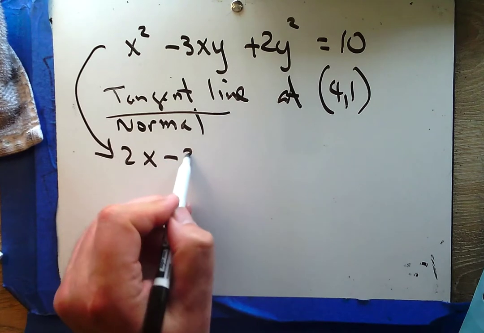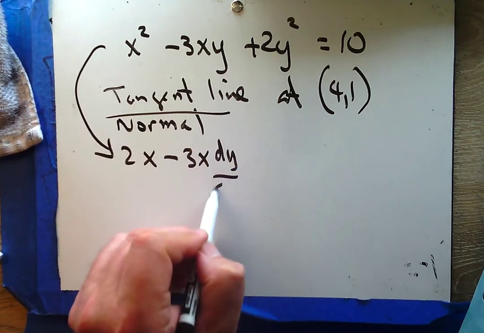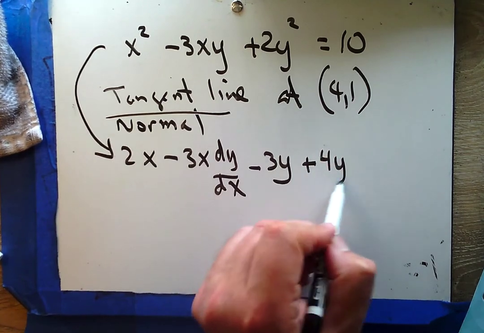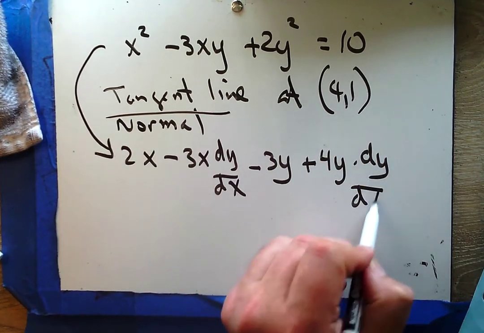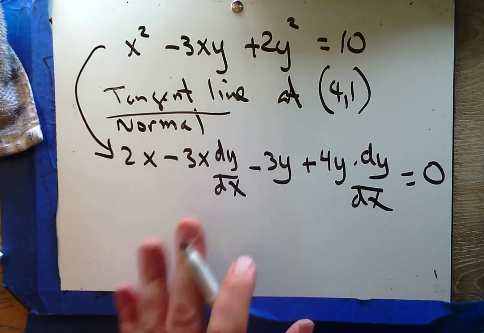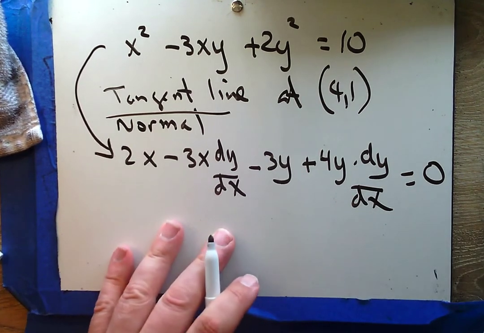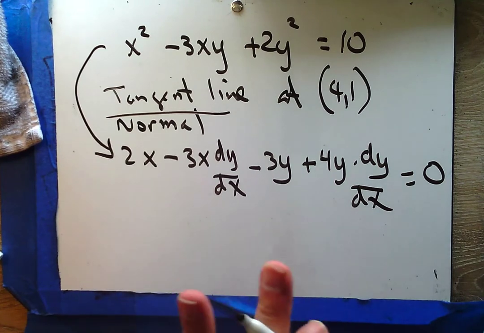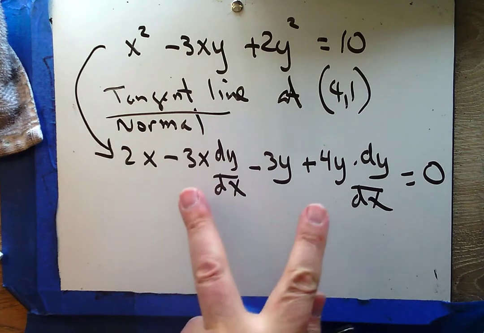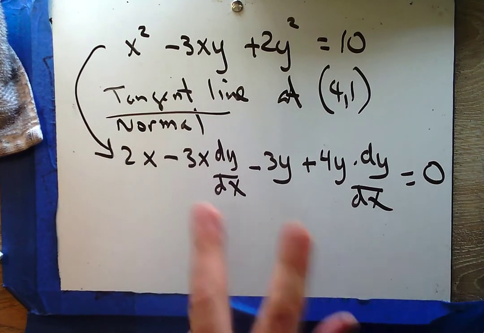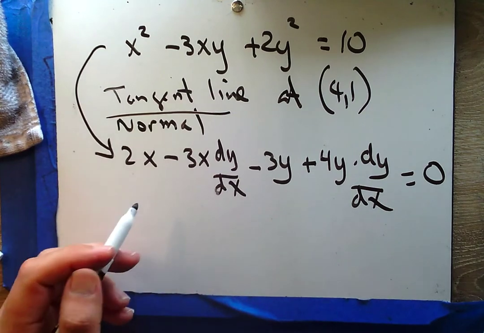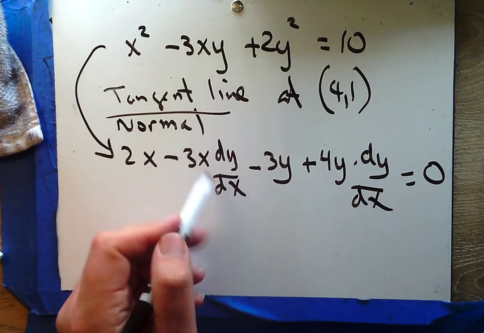2x minus 3x dy/dx minus 3y plus 4y dy/dx equals 0. It would be really great if you could get comfortable with implicit differentiation, which means you should practice it some more. Okay, I'm going to move this stuff to the other side. Actually, I'm going to leave these things right here, and I'm going to move this stuff to the other side. Why did I change my mind? I didn't want to write all that stuff over here.